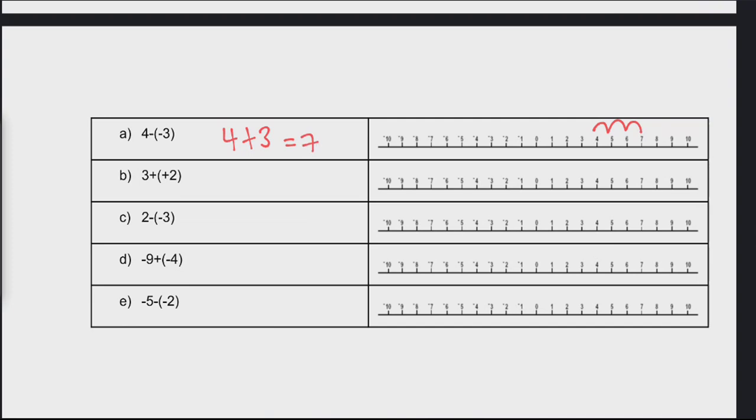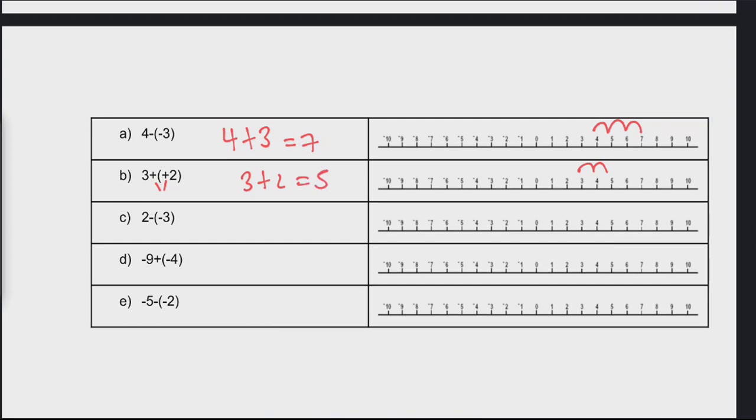Okay, the next one is 3 plus 2. So we want to start at 3. We want to move right 2 places. Why? Because these two operators become a positive. So 3 plus 2. So 1, 2, and that is equal to 5.